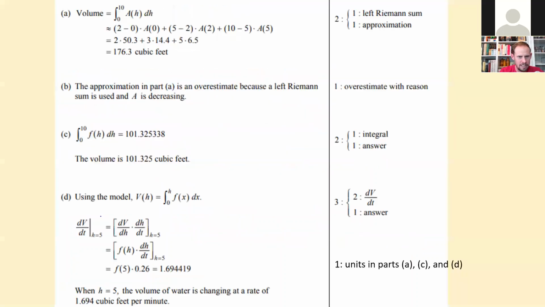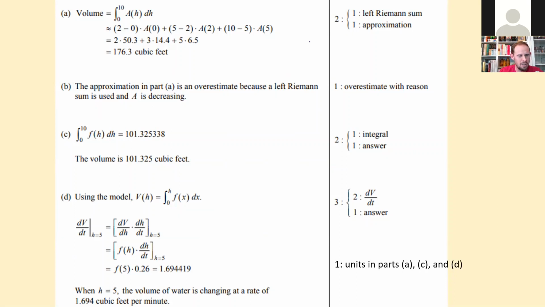Let's see what they said. There's an overestimate because the left-hand Riemann sum is used and A is decreasing. All they said was that it was decreasing, so honestly, the picture probably would be enough. So for the first one here, we got 1 point for the Riemann sum and 1 point for the approximation.